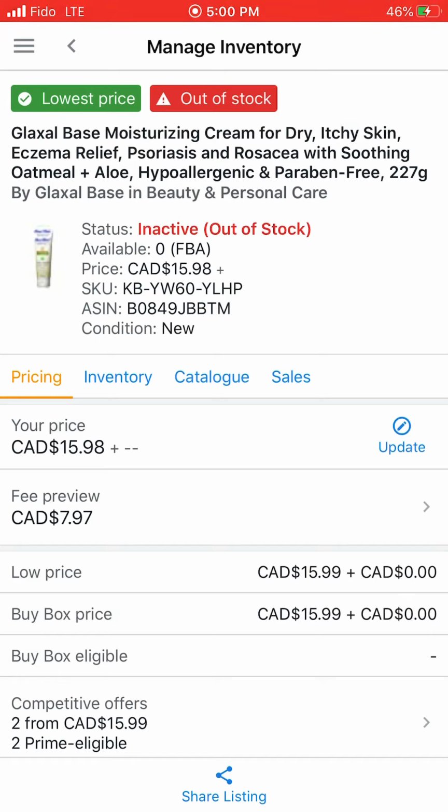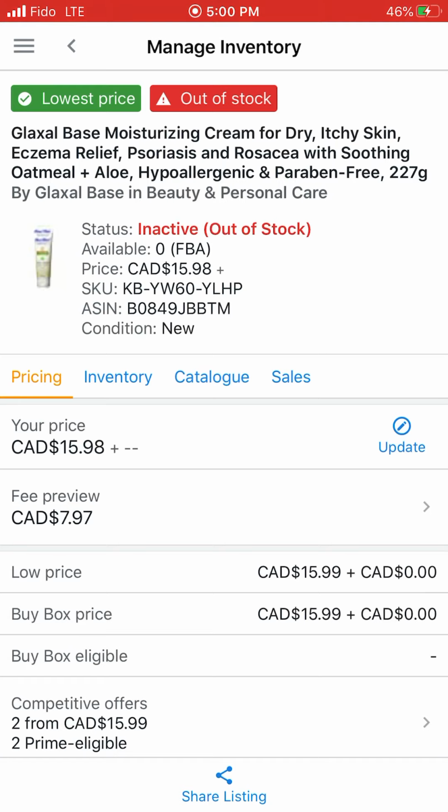It's a moisturizing cream for dry, itchy skin, eczema relief, psoriasis, rosacea, with soothing oatmeal and aloe, hypoallergenic. First off, this is an amazing listing title. It's got every keyword in there possible for all these ailments. No wonder I sold out super quick, which again is an important part of this video. Selling your inventory is the whole point of selling on Amazon. Doesn't that have every benefit right in that listing title? So that's why I'm out of inventory on there.